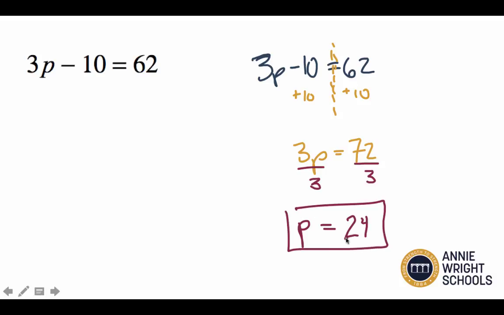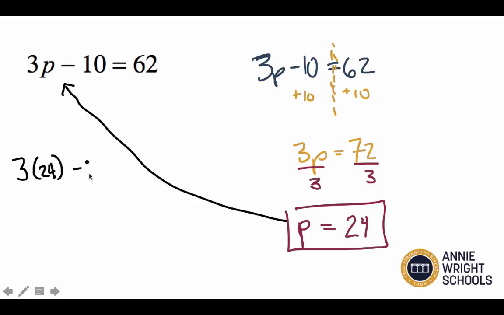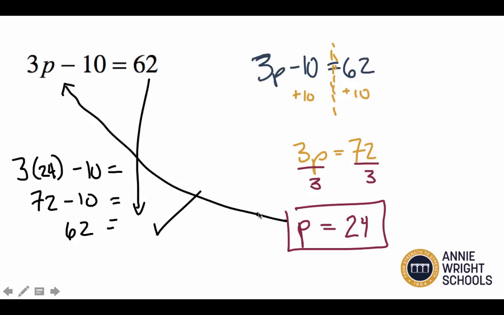If you want, now you could check your answer by substituting 24 in over here. What's 3 times 24 minus 10? Well, that's 72 minus 10, that's 62. And oh, look at that, 62 equals 62. I know I got the right answer.